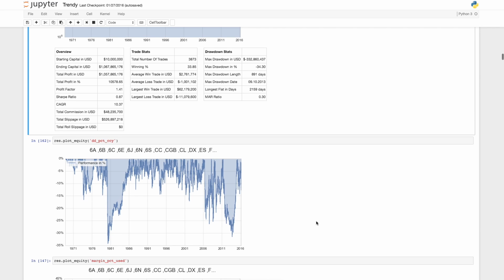Here we can have a look at the drawdown curve. As you can see, a couple of times we came close to that 30% here in 1980 and also in 2014, but those are quite extreme times. Most of the time you get drawdowns of about 10, 15 or 20%.